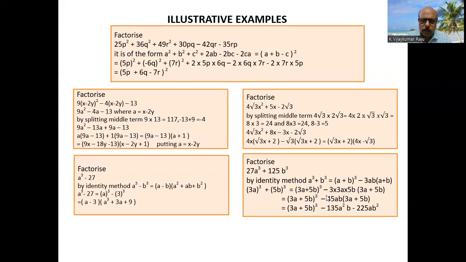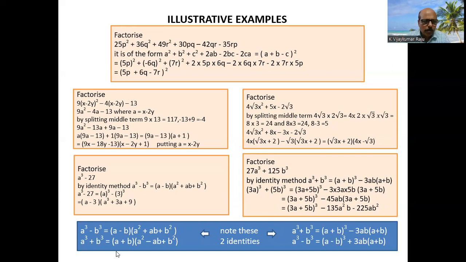3a plus 5b whole cube, 3 3s are 9, 9 5s are 45, 45ab bracket 3a plus 5b. So 3a plus 5b whole cube, 45 3s are 135, it is a square b. Okay, and minus plus is minus. So 45 5s are 225 ab square. So this will be your answer.